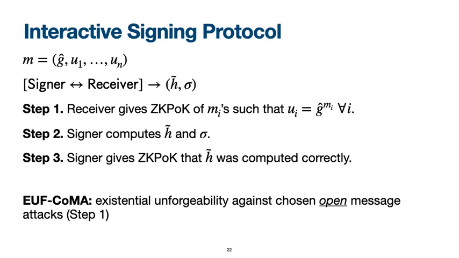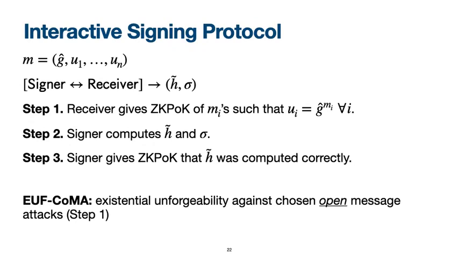So in step 1, the receiver gives a zero knowledge proof of knowledge of the discrete logs of the message. So these are the MIs. In step 2, the signer computes the glue value H tilde and the signature. And then in step 3, the signer gives a zero knowledge proof that H tilde was computed correctly. And the reason for the 3rd step is that a dishonest signer might try to compute the glue element incorrectly in order to break the origin hiding property. So we require this zero knowledge proof so that origin hiding holds for all signers, not just honest signers.